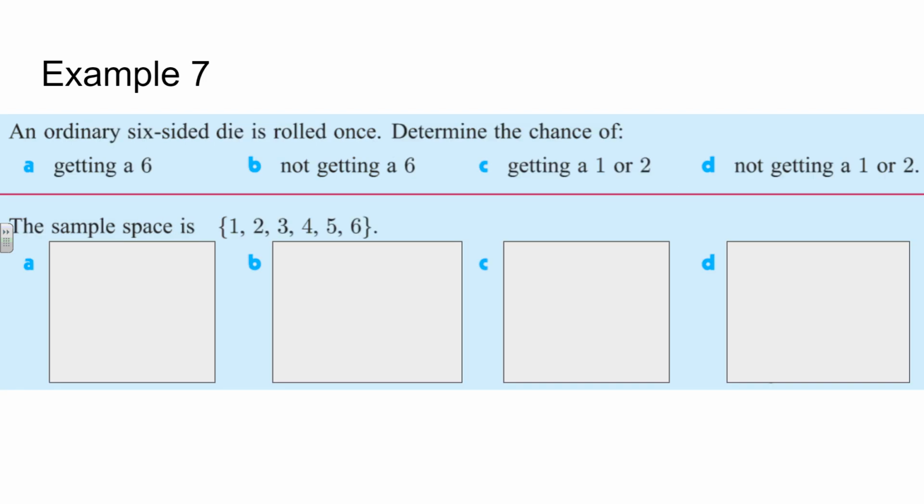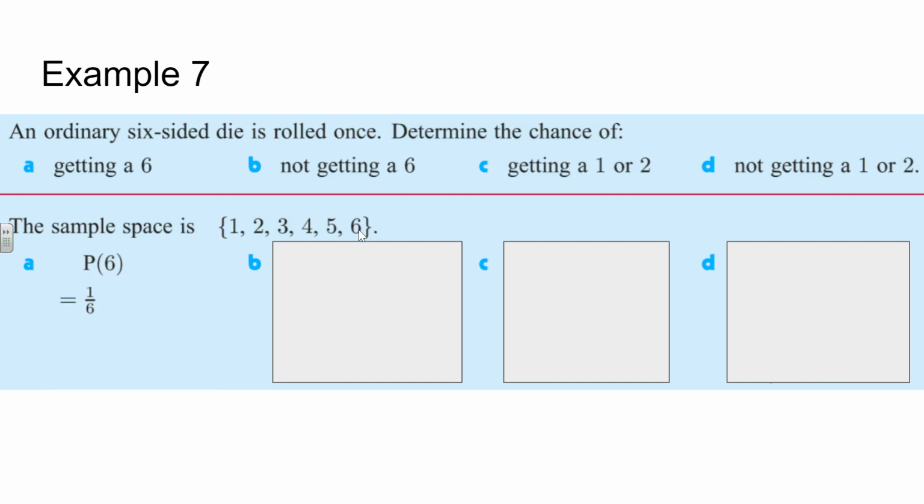We're going to look at example 7 here. In this case, we're just rolling a single six-sided die and determining the chance of these different outcomes. Probably take a pause to the video here and see if you can find these yourself before you watch through. So we know the sample space is all integers 1 through 6 inclusive, and they're all equally likely. So we're just going to say the probability of getting a 6 is 1 out of 6.